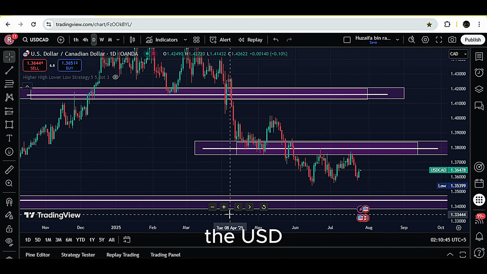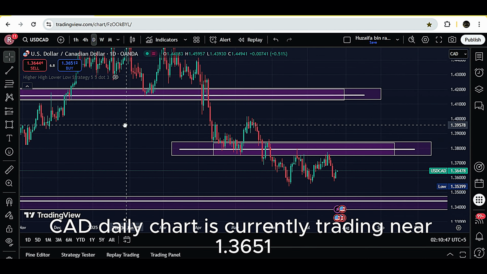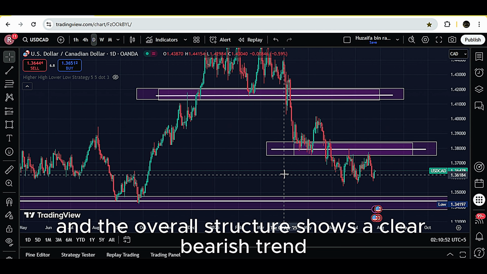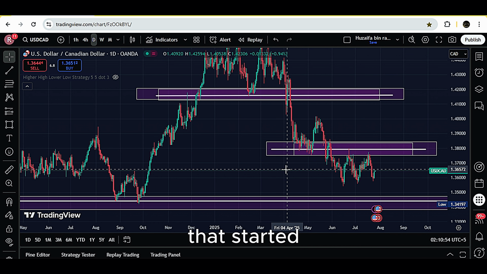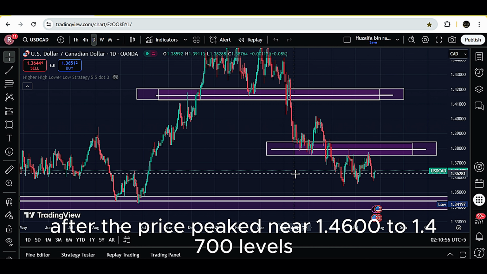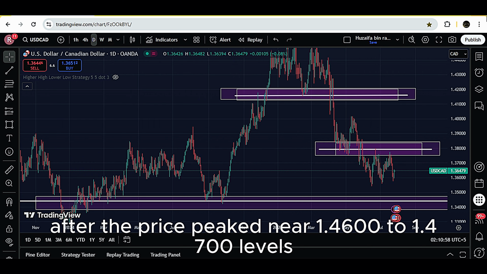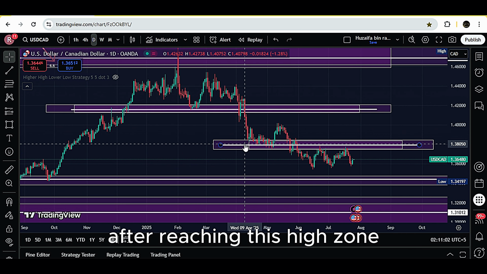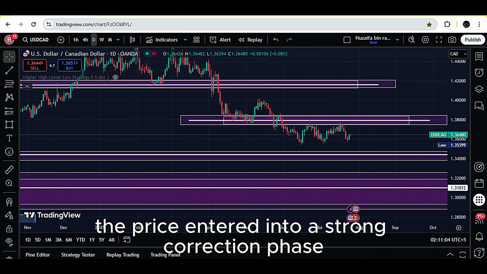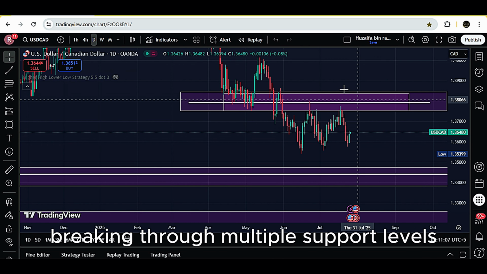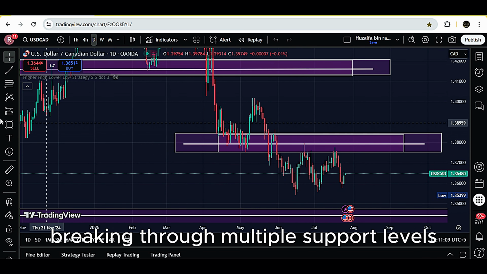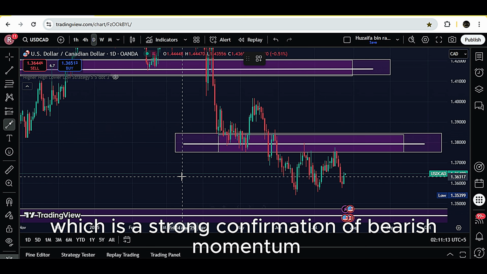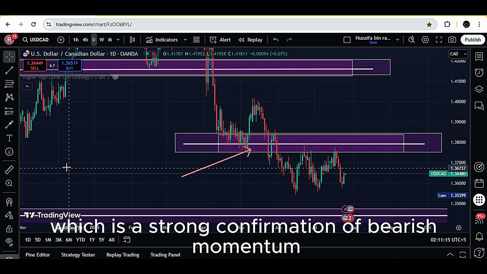The USD CAD daily chart is currently trading near 1.3651, and the overall structure shows a clear bearish trend that started after the price peaked near 1.4600 to 1.4700 levels. After reaching this high zone, the price entered into a strong correction phase, breaking through multiple support levels and forming a series of lower highs and lower lows, which is a strong confirmation of bearish momentum.